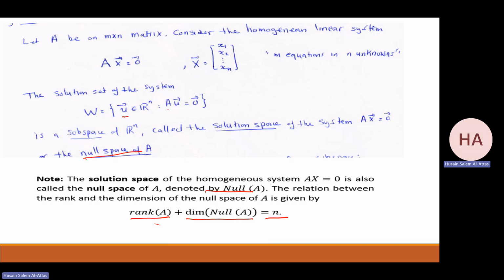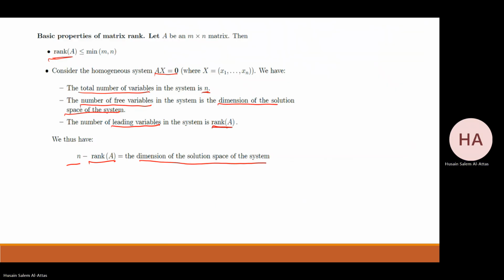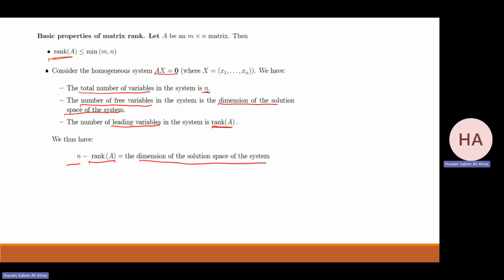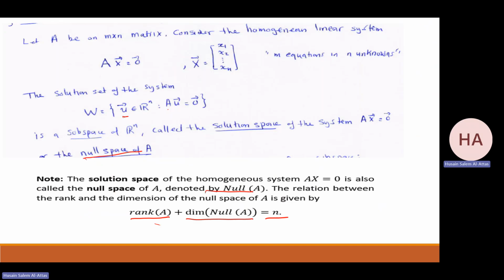Which is the same thing we said. So mainly we have two things. The rank of the matrix: how to find it? After writing the matrix in echelon form, we check the number of leading variables or the number of non-zero rows. That should be the same, and that will give me the rank. And don't forget this: the rank of A plus the dimension of the null space of A gives me n, which is the number of columns.